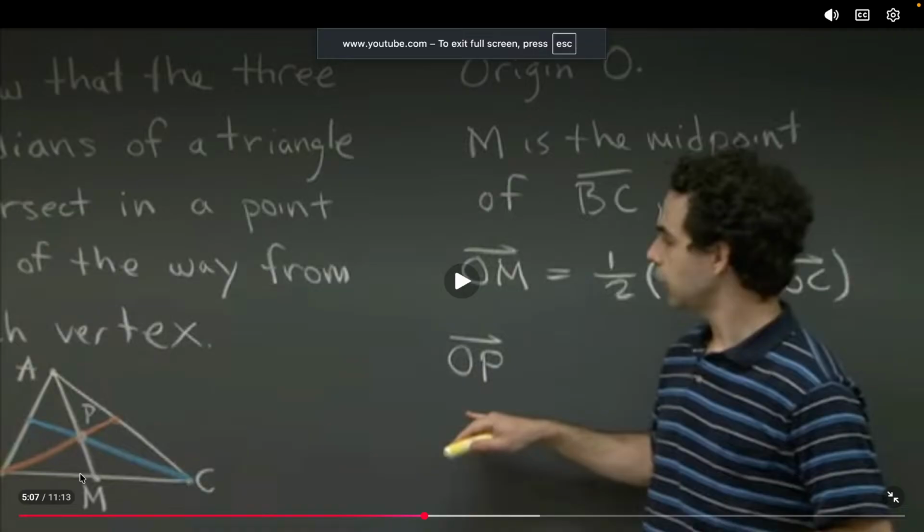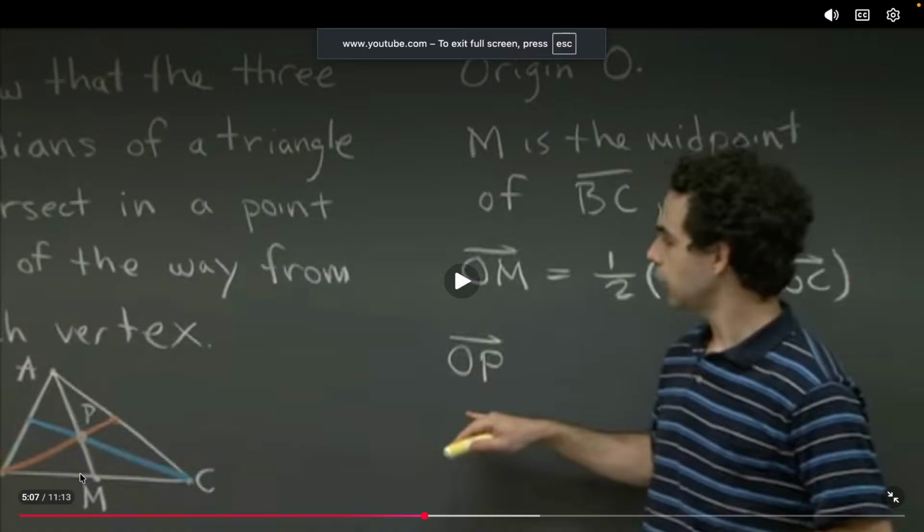Now we have to figure out what the position vector of P is. In order to get from the origin to point P, we have to go from the origin, wherever it is, to A, and then we have to go from A 2/3 of the way to M. So the vector OP is equal to OA plus 2/3 of the vector AM, right? Because it goes 2/3 of the way from A to M in order to get from A to P. This is because we've chosen P to be the point that divides segment AM into a 2-to-1 ratio, so that AP is 2/3 of AM.